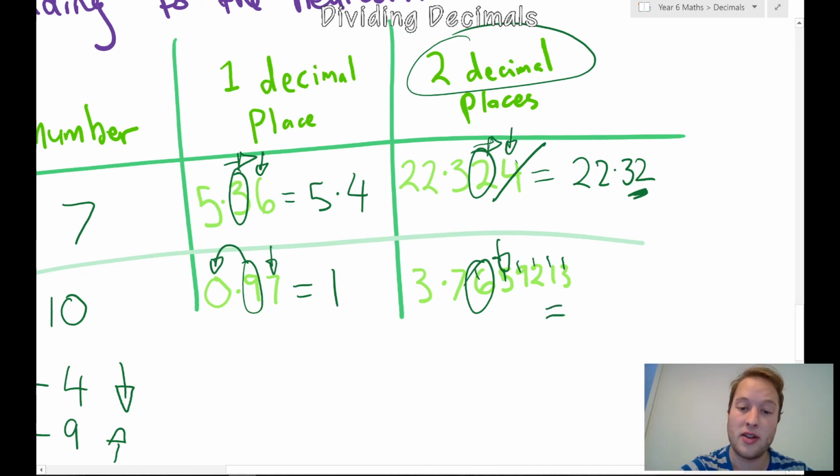The 5's on the bigger end, so I'm going to go 3.77. My 6 has now become a 7. The rest of them I'm not going to write.